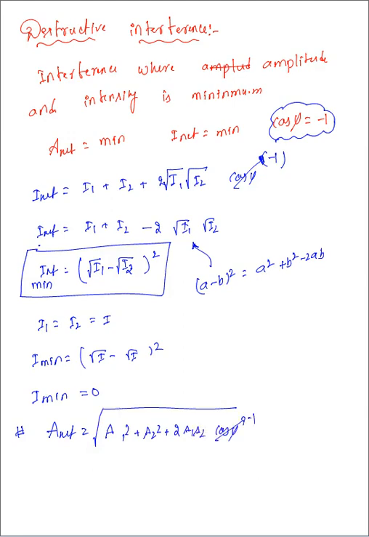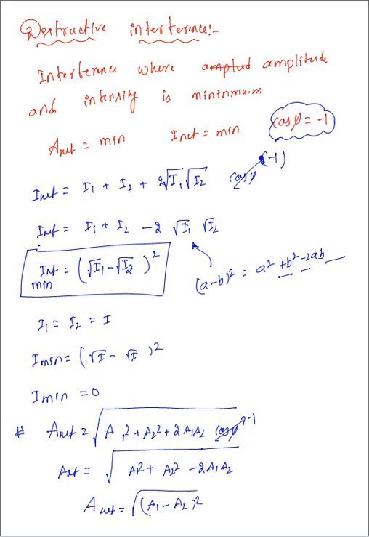Therefore A net can be written as under root of A1 square plus A2 square minus 2A1 A2. So it looks like A minus B whole square, A square plus B square minus 2AB. If you substitute that now, A net equal to under root of A1 minus A2 whole square will be there here. Let me go to the next slide.